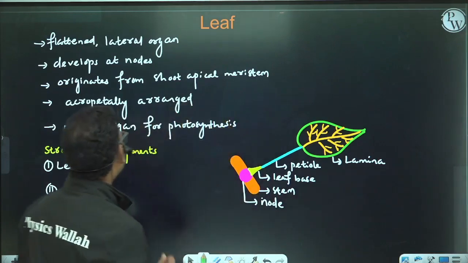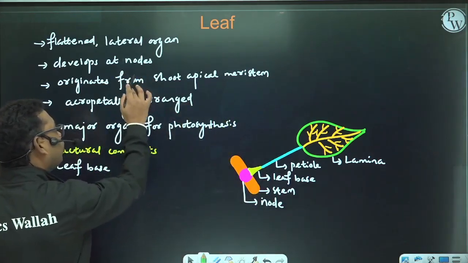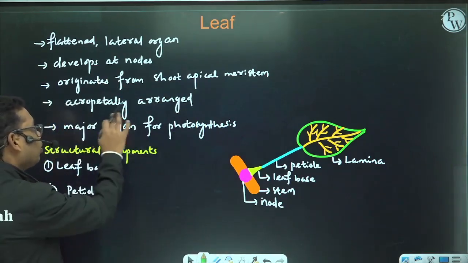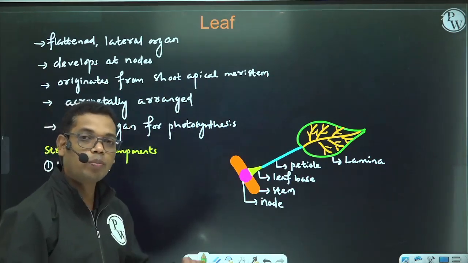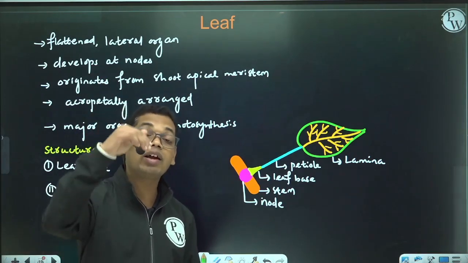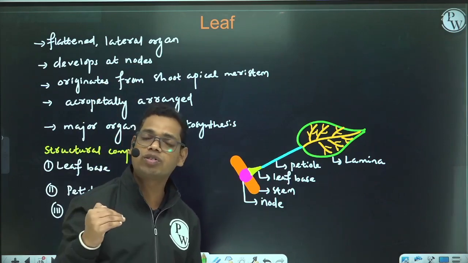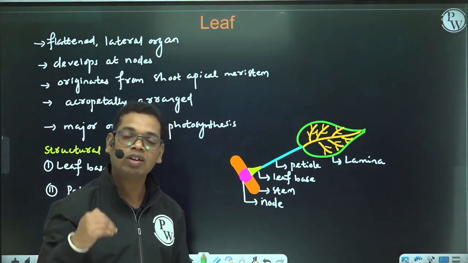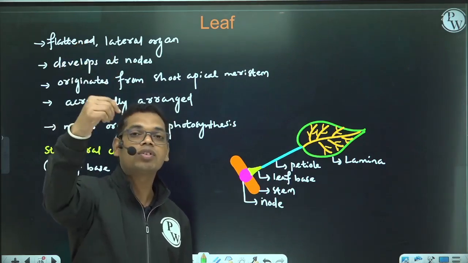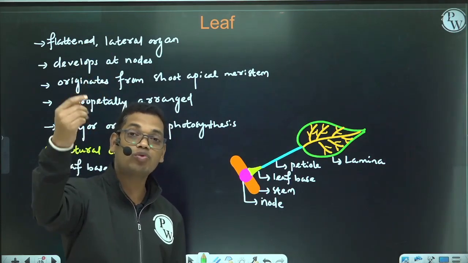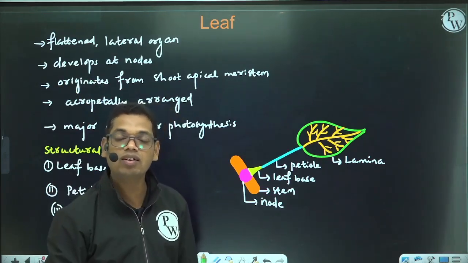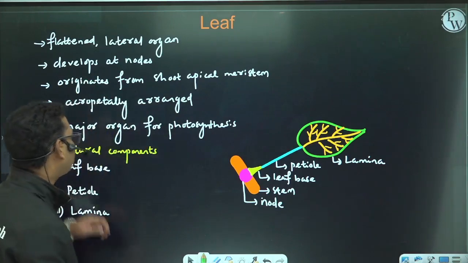Okay, so they develop at the nodes from the shoot apical meristem, and they are always arranged acropetally. What do you understand by acropetal arrangement? The arrangement in which the young leaf will be present at the tip and the old leaf will be present towards the base. That is acropetal. If the young structures are present towards the tip, that is acropetal, and if the young structures are present towards the base, that will be called basipetal. And the leaves are always arranged in an acropetal manner.